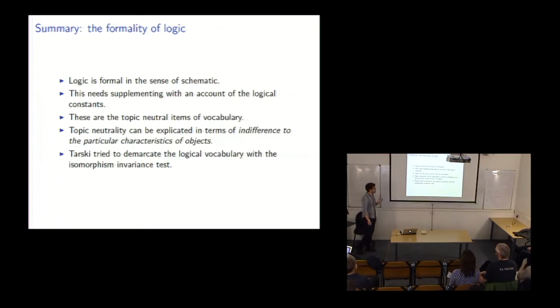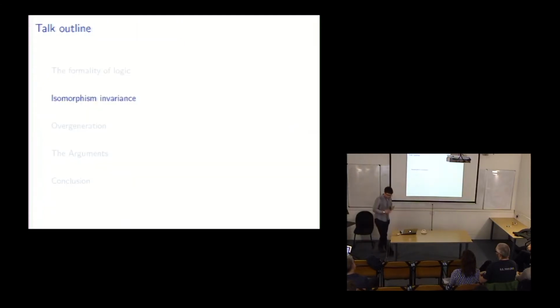What does it mean to say logic's formal? Well, it's schematic. Valid arguments have these forms, all of whose instances are truth-preserving, but that needs an account of the logical constants. What are the logical constants? They're the topic neutral items. They're indifferent to the characteristics of objects, and an isomorphism invariance test is going to be a nice explication of that idea. Okay, so now let's go through the account itself, now that we've given it some philosophical motivation from the thought that logic is distinctively formal.